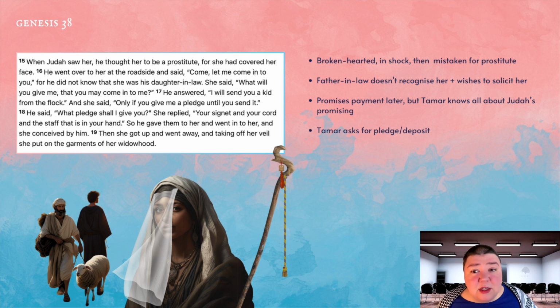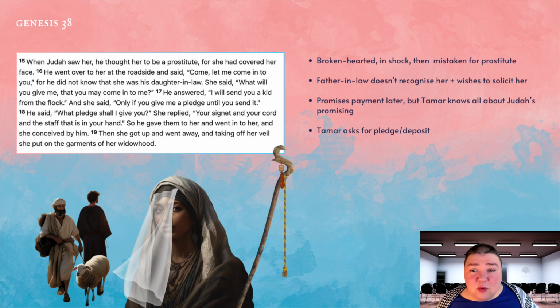Upon arriving, Judah sees Tamar and mistakes her for a prostitute. Imagine that. She's standing there, broken-hearted and in shock, and now she's mistaken for a prostitute. Not only that, but her own father-in-law doesn't recognize her and says he wishes to solicit her immediately, promising that he will later pay her with one of the lambs from his flock.